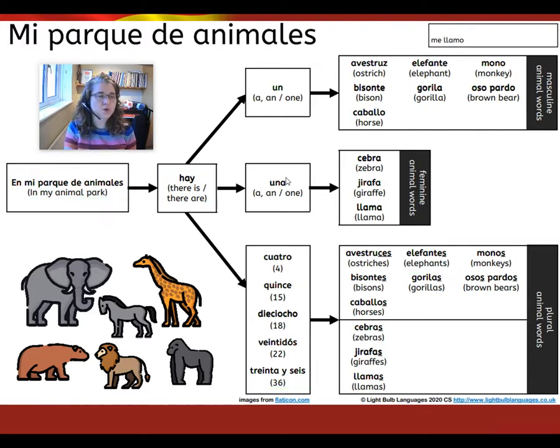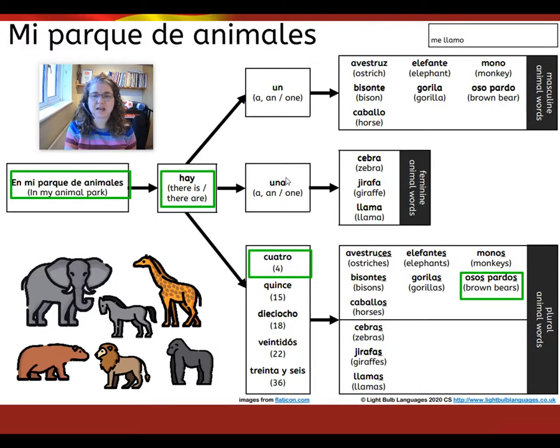And we'll do one more. How will you say, in my animal park, there are 4 brown bears? In my animal park, there are 4 brown bears. Point to the words that you need in the order that you need them. In my animal park, there are 4 brown bears. En mi parque de animales hay 4 osos pardos.